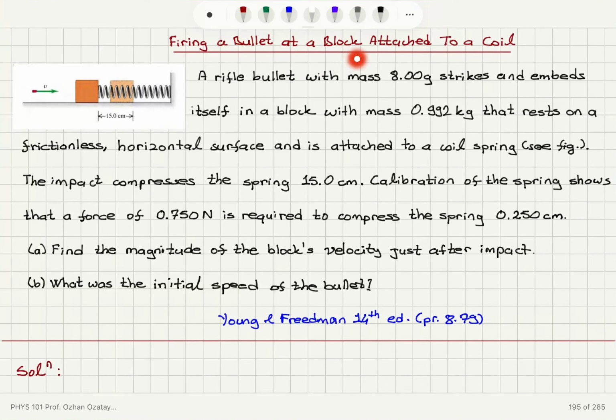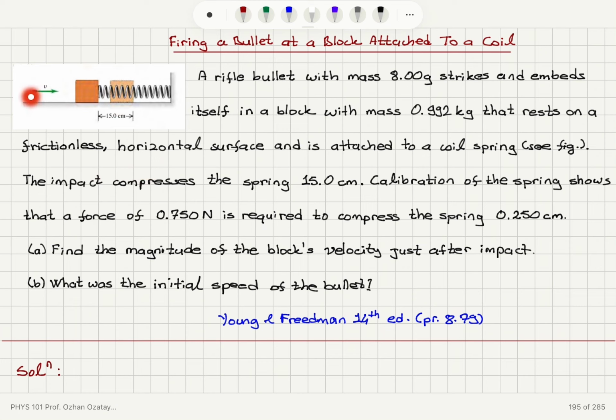Firing a bullet at a block attached to a coil. A rifle bullet with mass 8 grams strikes and embeds itself in a block with mass 0.992 kilograms that rests on a frictionless horizontal surface and is attached to a coil spring.